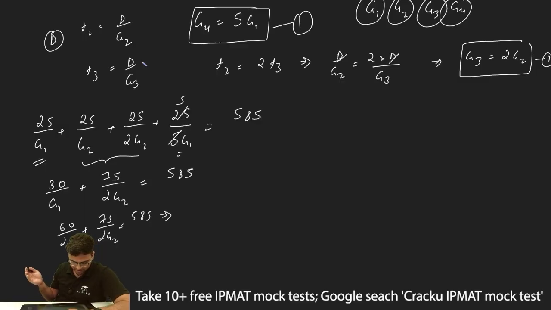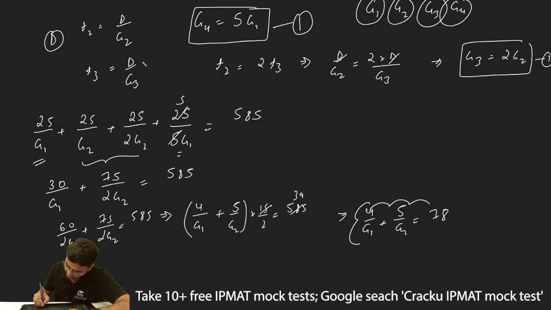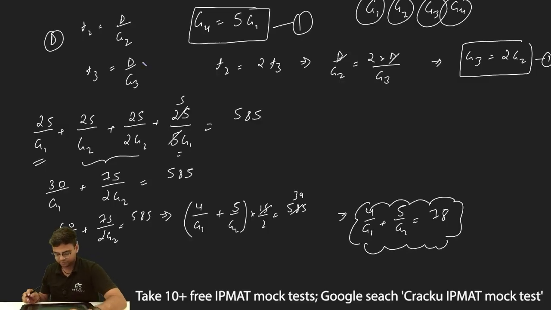Now we can take 15 upon 2 common. So this will come out as 4 upon G1 plus 5 upon G2, multiplied by 15 upon 2. This will be equal to 585. Thus, if I further solve this, I get 4 upon G1 plus 5 upon G2 to be equal to 585 times 2 divided by 15, which is 78. So 4 by G1 plus 5 by G2 is equal to 78.